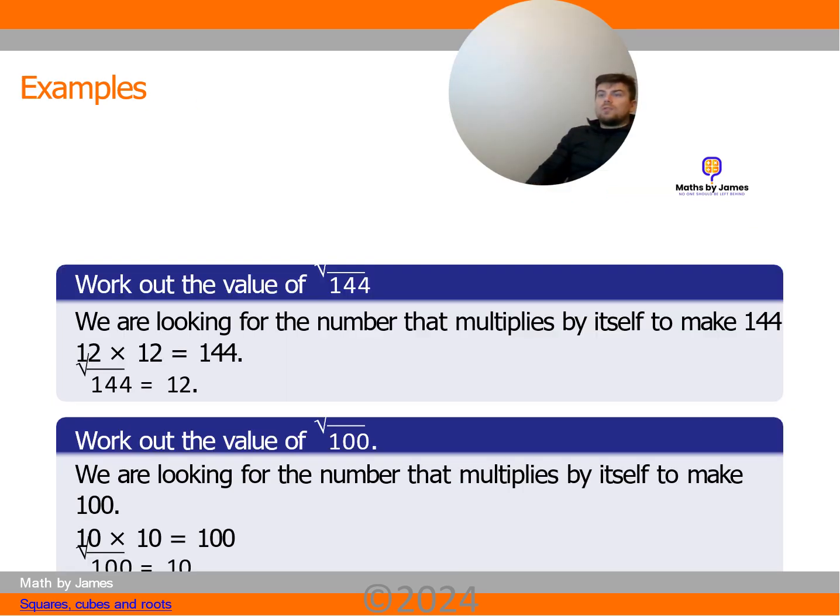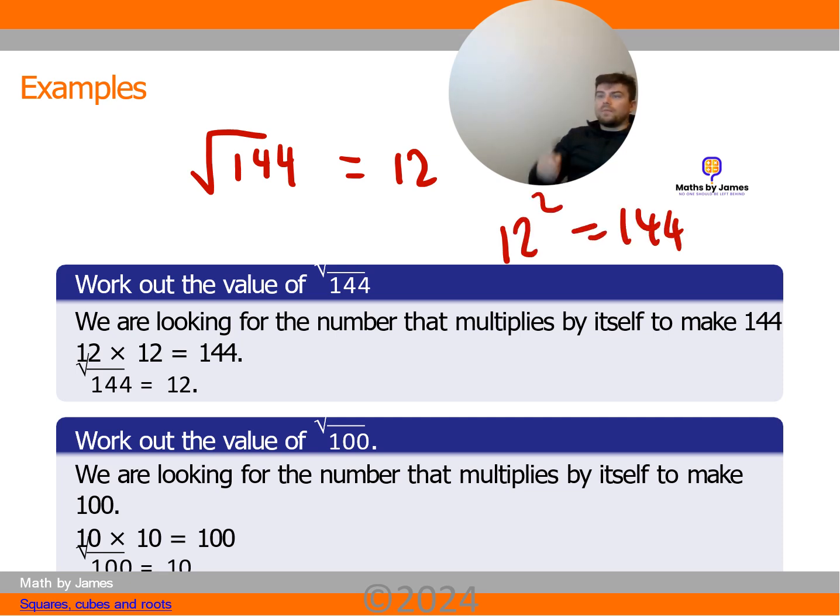So, examples of this: 144. The square root of that would be 12, because 12 times 12 gives us 144. 12 squared is 144. If we look at 100, the square root of 100, we know that's 10, because 10 times 10 is 100. So we have the root of 100.